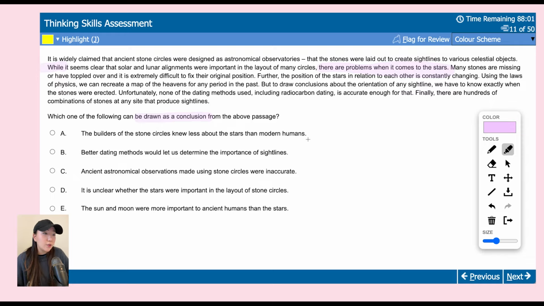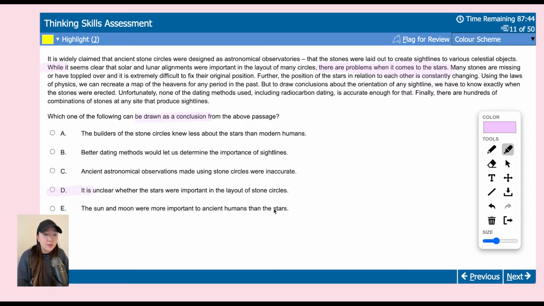We can then look through each option. With a draw the conclusion question, remember you cannot predict what the potential answer would be. You do have to read A to E carefully in turn. I'm just going to skim them and find the answer first. I'm not going to go through why the others are wrong. I'll just focus on which is the right answer. And we have D. D fits in perfectly there.